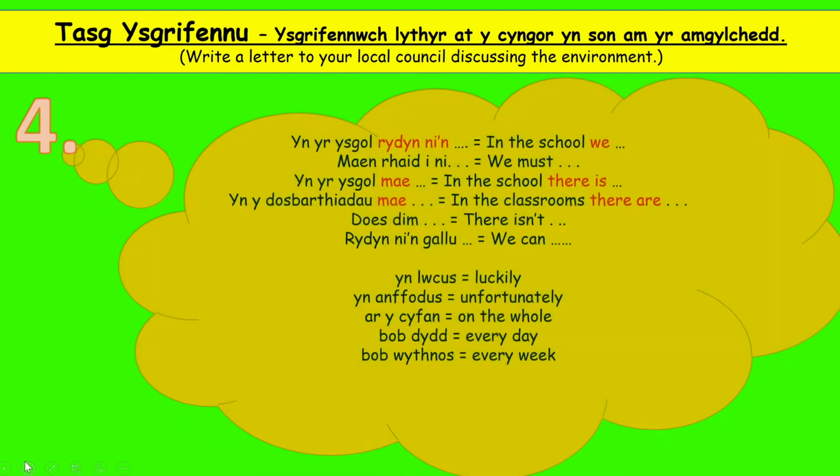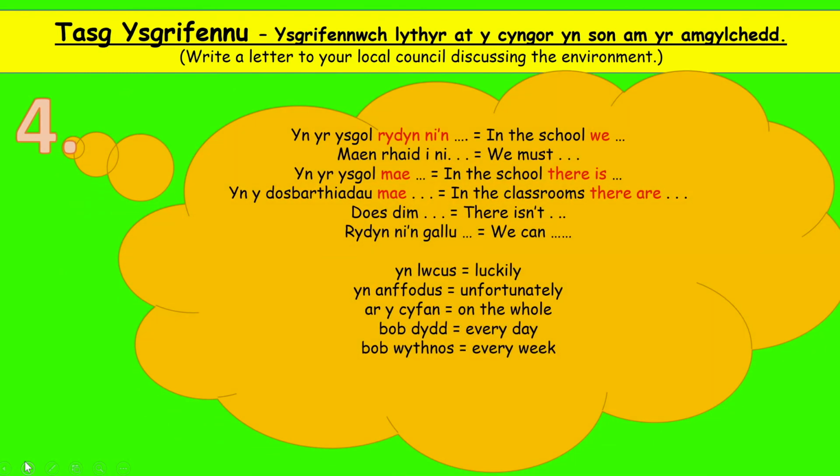Moving on to paragraph number 4. This is about how we recycle in school. So we have key phrases here to help you structure the paragraph. Yn yr ysgol rydyn ni'n. In the school we. You could say we recycle paper, plastic and cardboard. Yeah? We must put the rubbish in the correct bins. Yeah? In the classrooms there are 3 bins. A red bin, a blue bin and a white bin. I think those colours are correct.